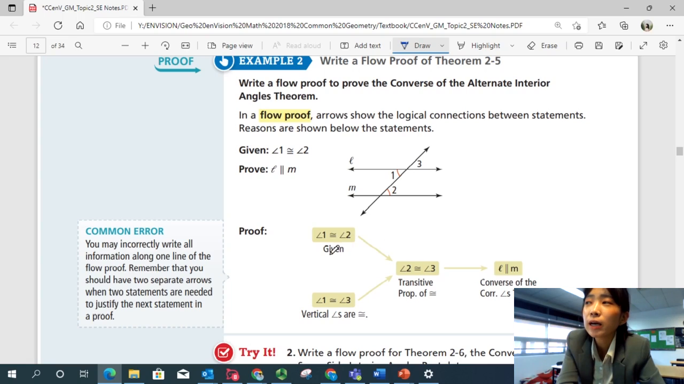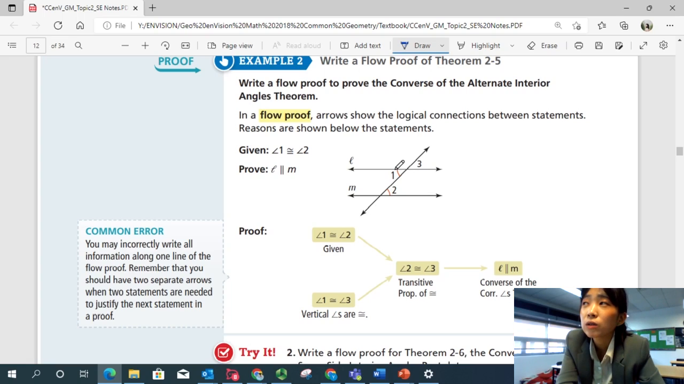Okay? Sometimes you have two things that lead to the same thing. This is when you need a flow proof. This is when a flow proof is better than the other proofs, paragraph proofs or two-column proofs. Okay? So for example, if we're given that the angles 1 and 2 are congruent, and we want to prove that the two lines L and M are parallel, we can use a flow proof to prove it in simple steps. First of all, we can say that the angles 1 and 2 are congruent by the given information.